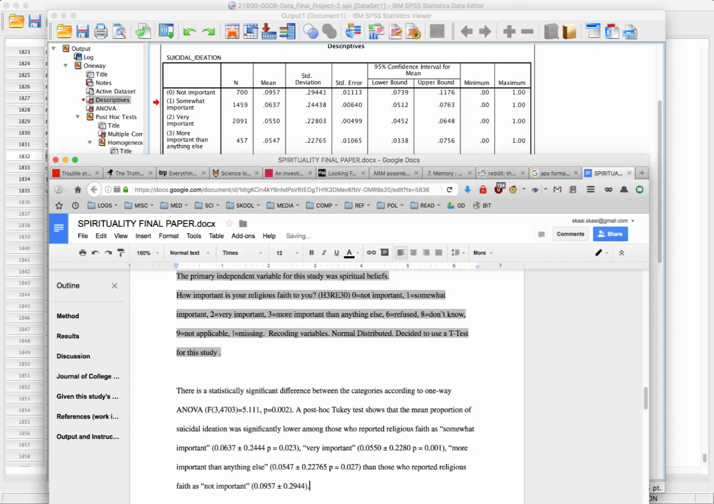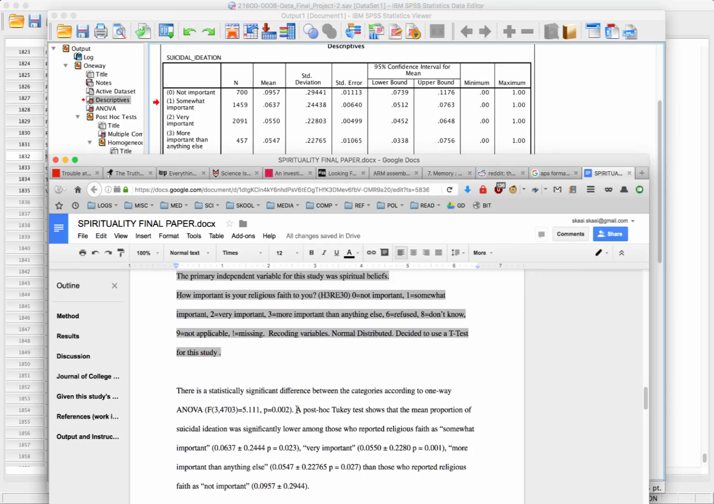Okay, and that's our results. So I know it sounds complex, but if you read it again, now you'll see. So we're saying there is a statistically significant difference between the categories according to one-way ANOVA. And this is what one-way ANOVA does. It just tells us there's a difference. So there's two parts to it. There's the ANOVA, and then there's the post hoc test. And the post hoc test tells us the differences between each of them.